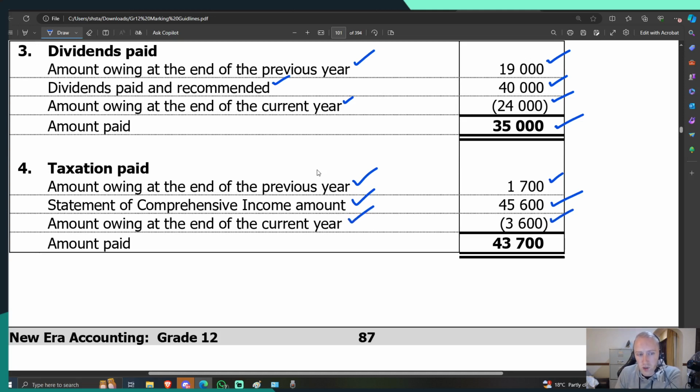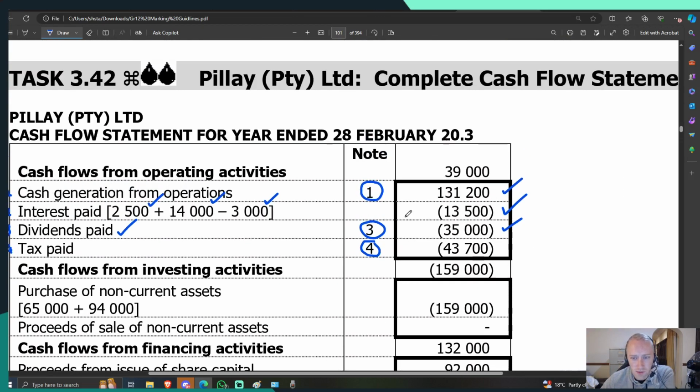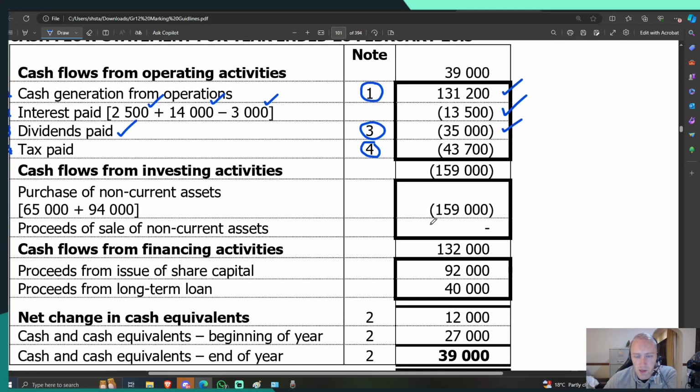So, the total amount of tax we paid is 43,700. Now let's take that 43,700 and put it in our cash flow statement. There it is, 43,700 in the cash flow statement under tax paid.